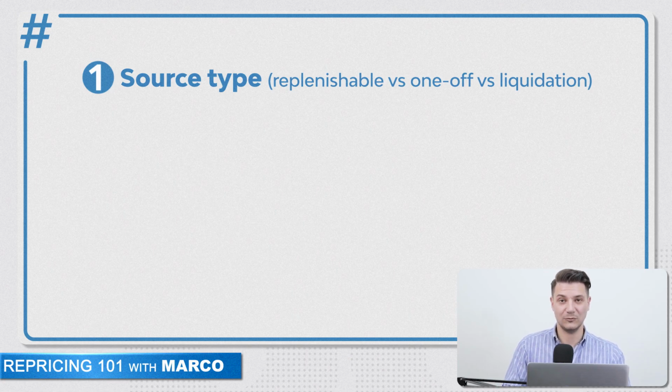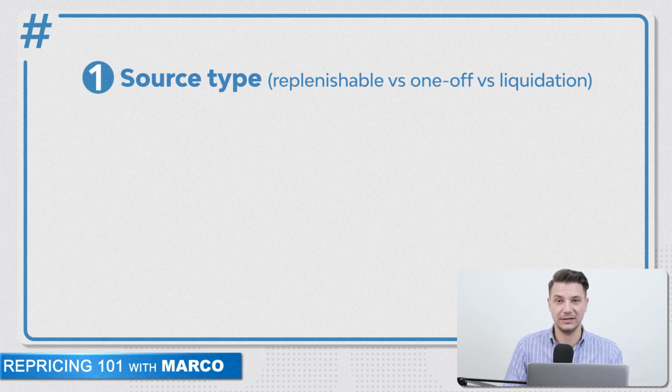Other products might be more of a one-off, something that you just find at a very low price, maybe on clearance or a big online offer. Another type of product might be liquidation, something that you want to get rid of and you don't really care about the profit. These are very important. The ROI will change depending on this.